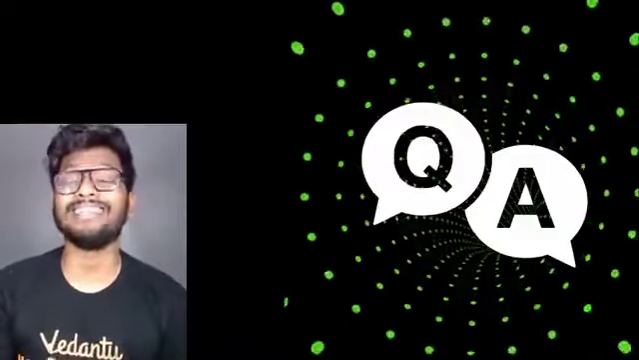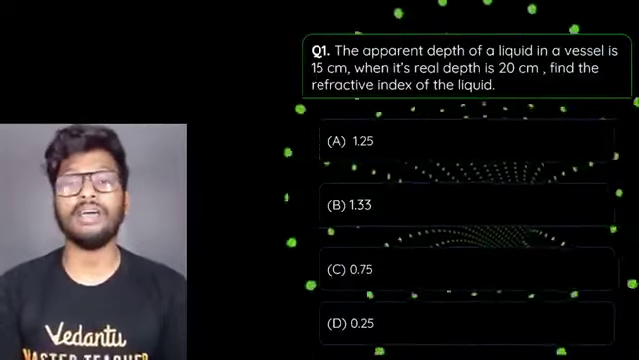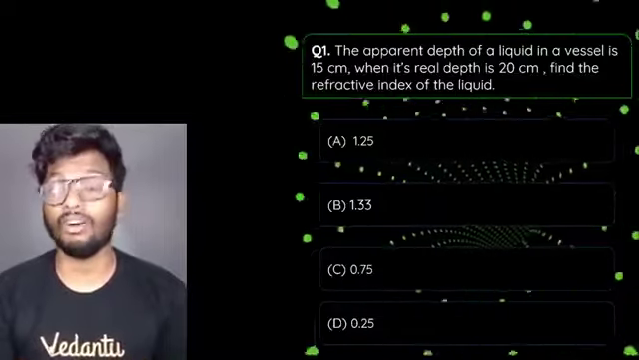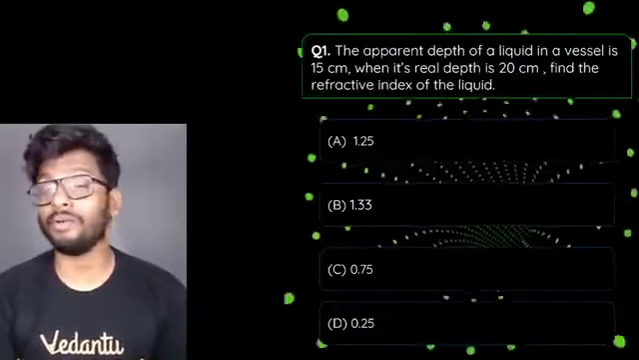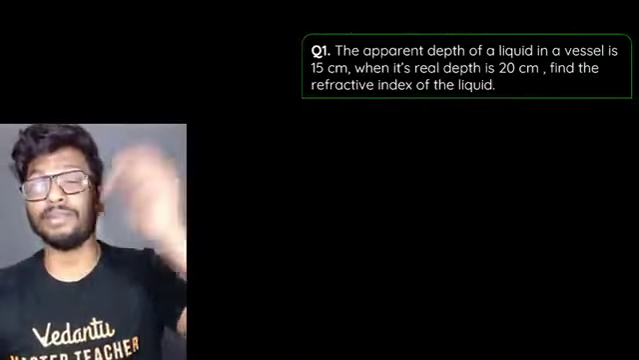With that said, let's now solve some questions and try to understand if we have truly understood the concepts or not. So here's the first question on your screens right now. The apparent depth of the fluid in a vessel is 15 centimeters when its real depth is 20 centimeters. Find the refractive index of the medium or the fluid. Is it 1.25? Is it 1.33? Is it 0.75 or 0.25? What do you think is the right answer? Let me know in the comment section below.